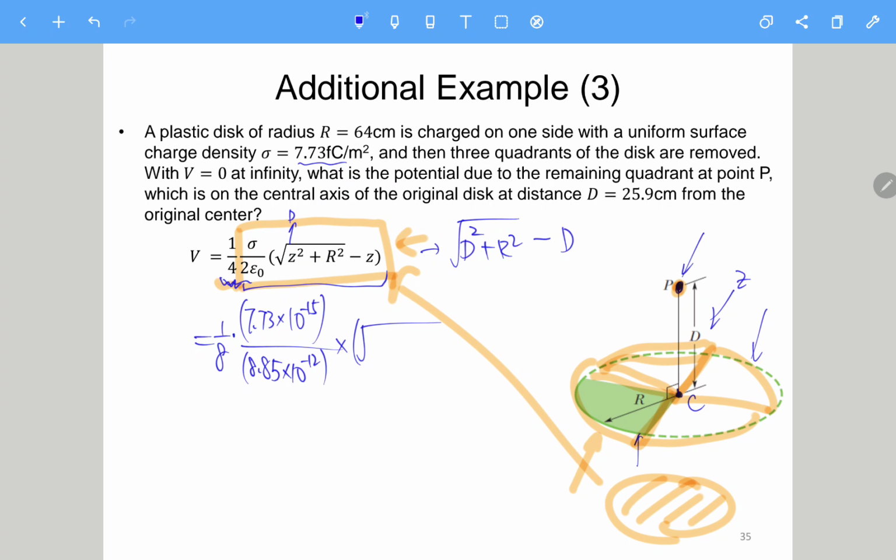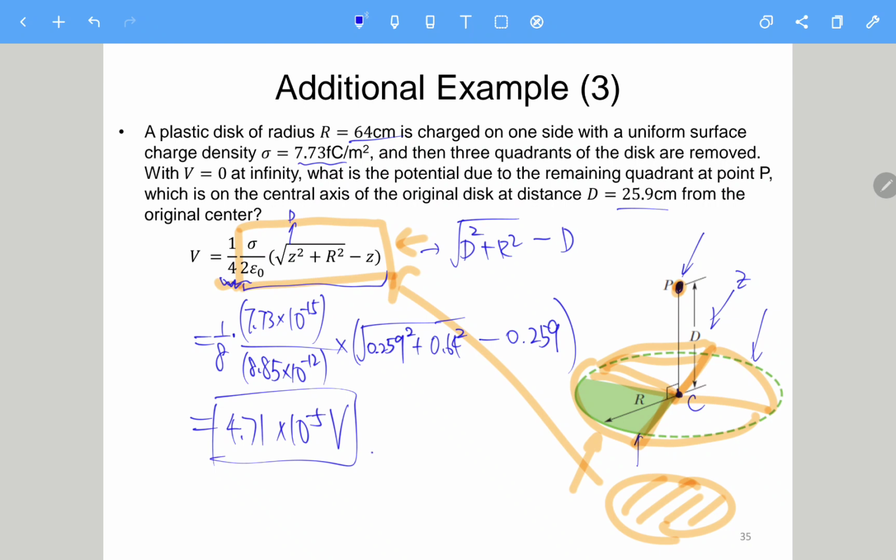So D is 25.9 centimeter, 0.259 squared plus R is this one, 0.64 squared, and then minus 0.259. Okay, so this number will be 4.71 times 10 to negative 5 volt. Okay, so this is the answer.